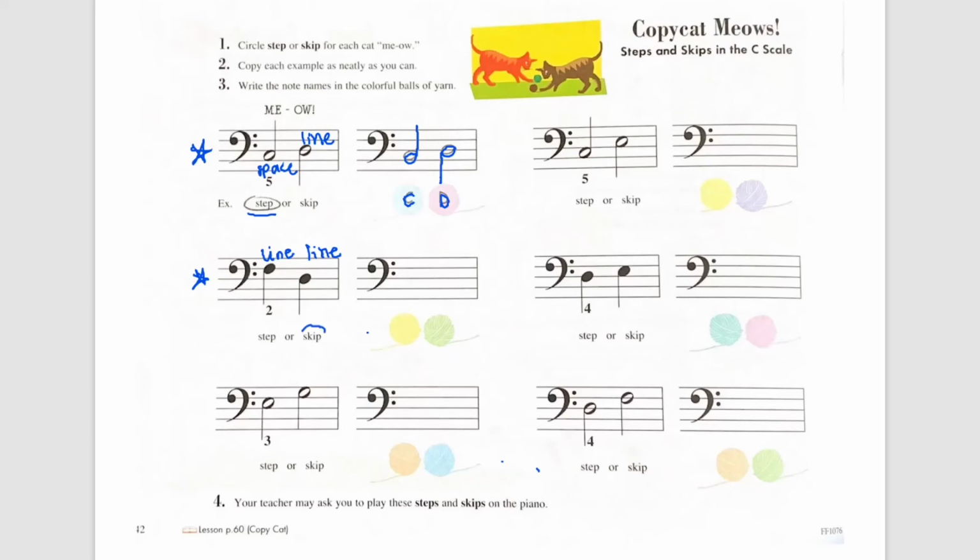When we skip, we move from one note to the same kind of note. Now we're going to copy these exact same notes into the staff to the right. First, I will draw the note head, color it in, and then I will draw the stem.